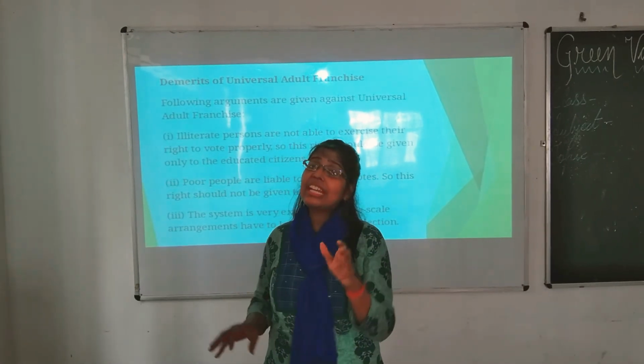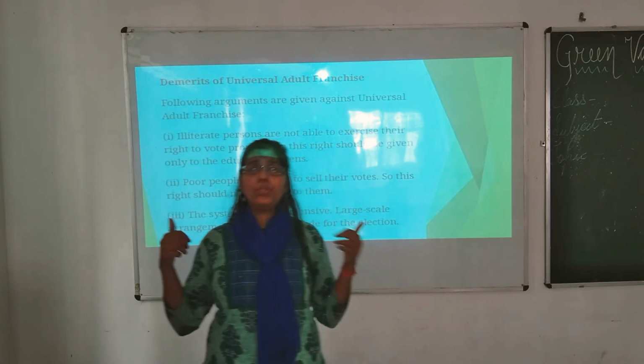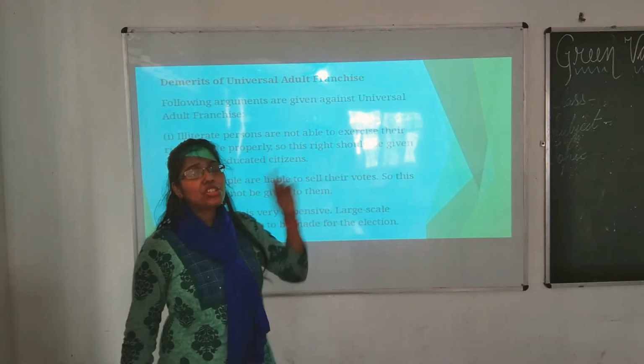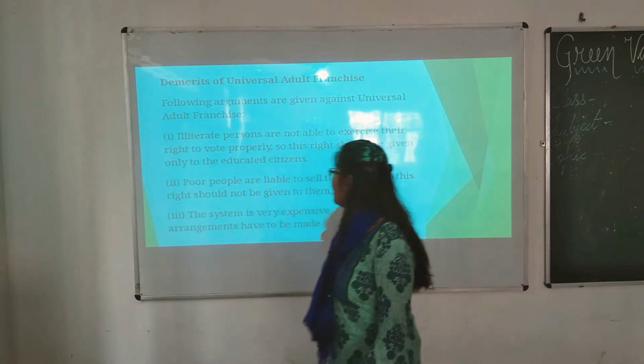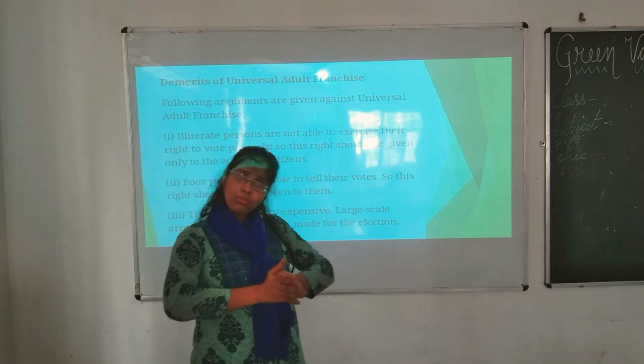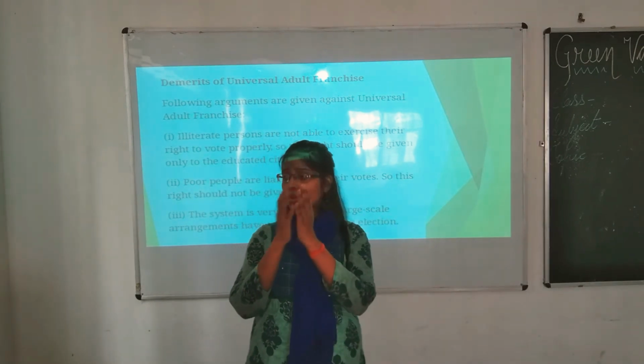So this is again yet another demerit of universal adult franchise. Third, it is a very expensive system. Our election system is really very expensive. A large number of arrangements are needed while elections take place, while the voting takes place.